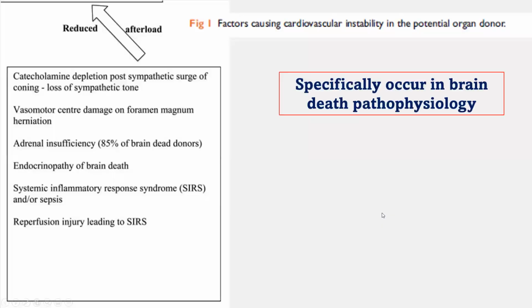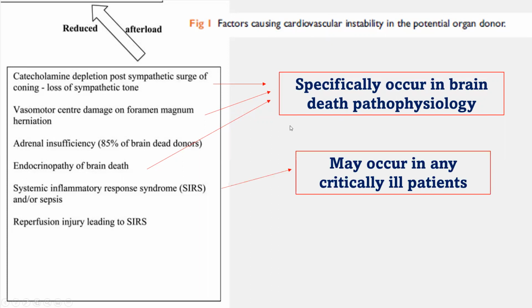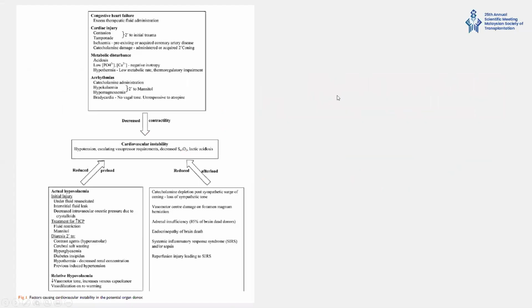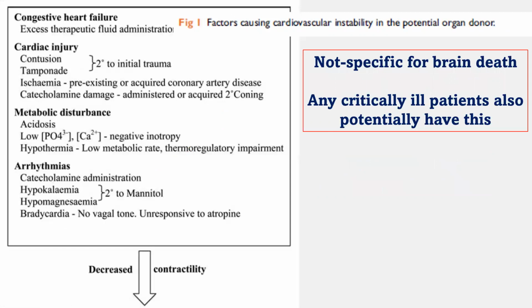Okay, so for reduced afterload, some of the things may occur specifically in brain death pathophysiology, such as catecholamine depletion, post-sympathetic surge, vasomotor center damage on foramen magnum herniation, endocrinopathy of brain death, and some, like systemic inflammatory response, may occur in any critically ill patient. We also see this in the brain dead patient. Meanwhile, for decreased contractility, the causes listed here are actually not specific for brain death. Any critically ill patient also potentially has this.